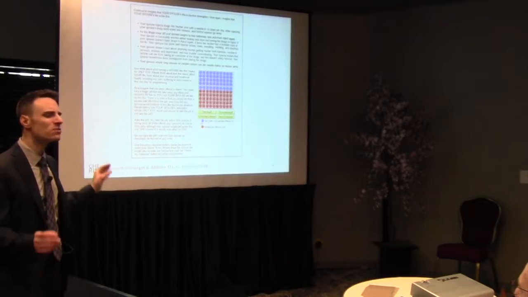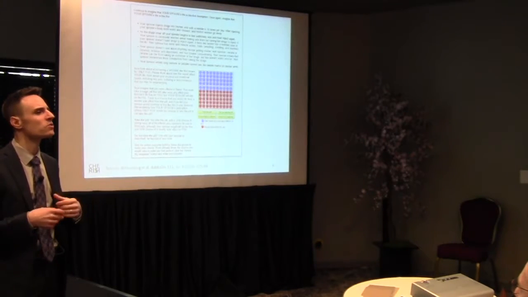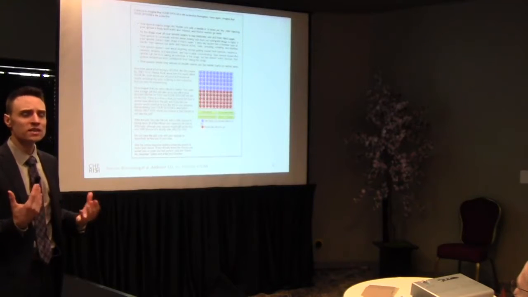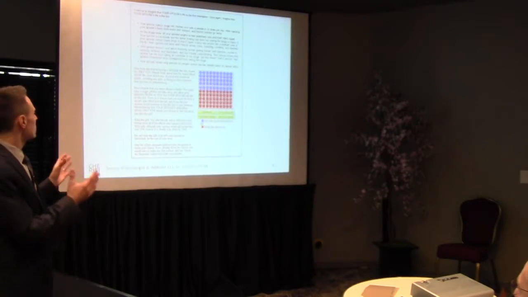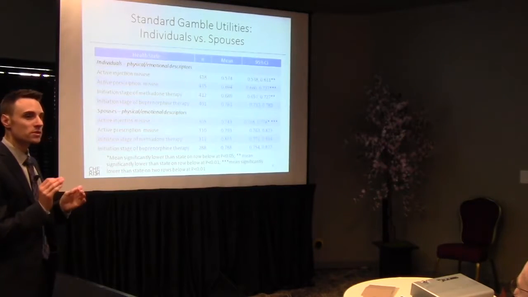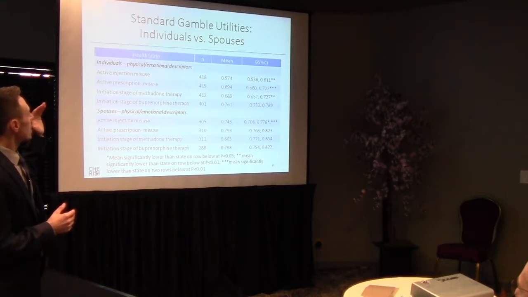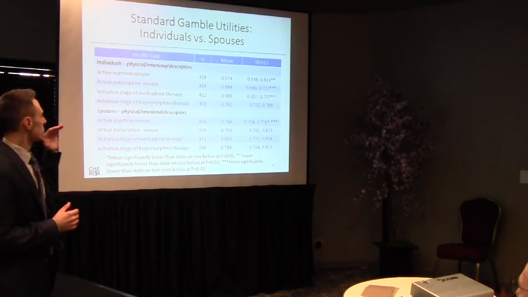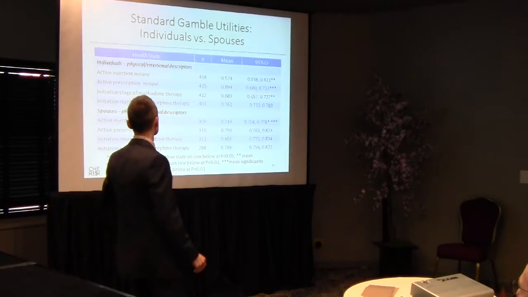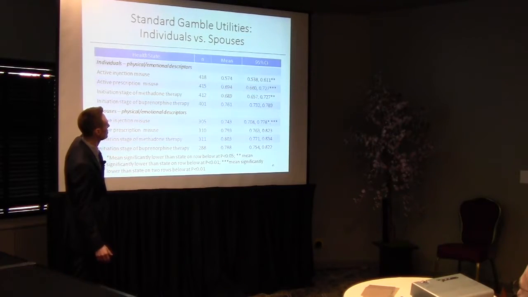We have some limited information in terms of caregivers and things like that, but especially when we're talking about substance use, that's even relatively rare. But so this is great. I feel like this was a very important addition to the literature. So these are the standard gamble utilities for individuals versus spouses. You can see up here that we have the levels for the individuals, and here are the spouses.